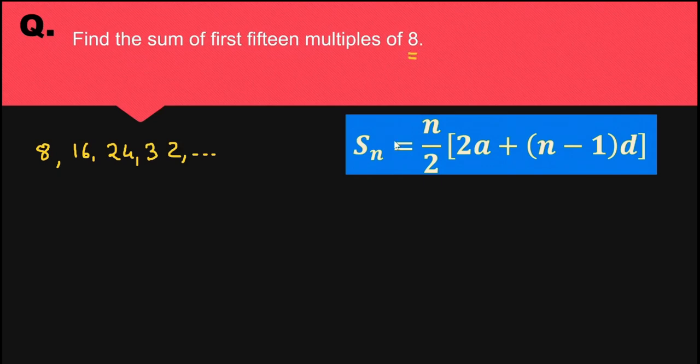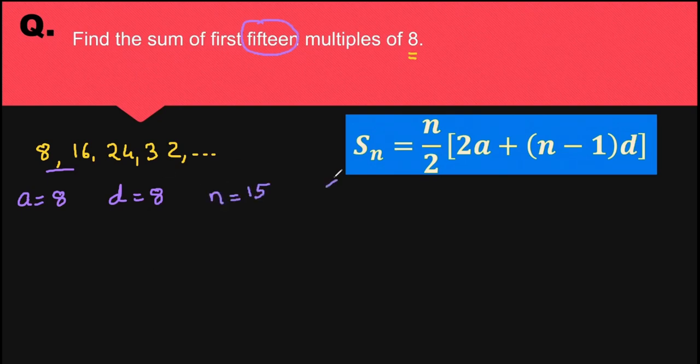So here, the first term, that is the first multiple, is 8, and the common difference is the same number, since we are taking multiples of 8. That is, if we check 16 minus 8, the answer is 8. And we have to find the sum of first 15 multiples. That means n value is 15.